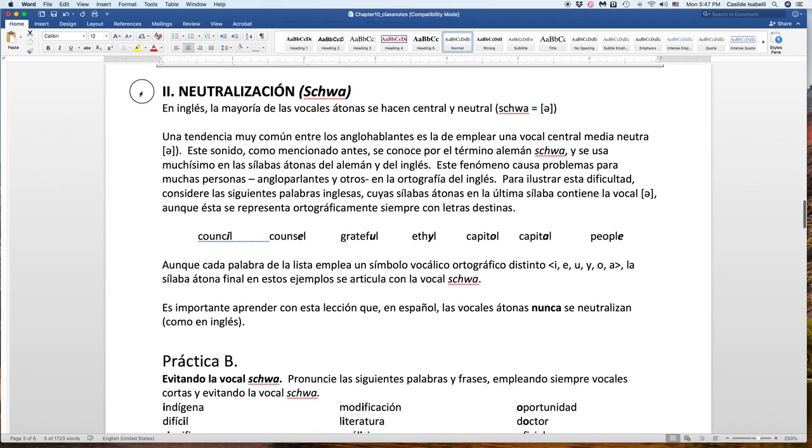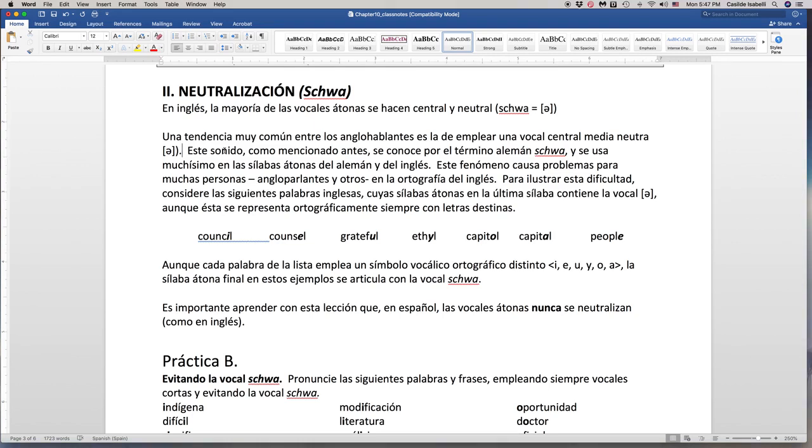Number 2, neutralization, deals exactly with what we just saw, which is the sound schwa. And like I said, because the majority of the unstressed vowels are central and neutral, we pronounce them in English as a schwa. Esa es una tendencia muy común entre los anglohablantes, es la de emplear una vocal central media neutra en esas sílabas átonas. Este sonido, como mencionado antes, se conoce por el término alemán schwa.